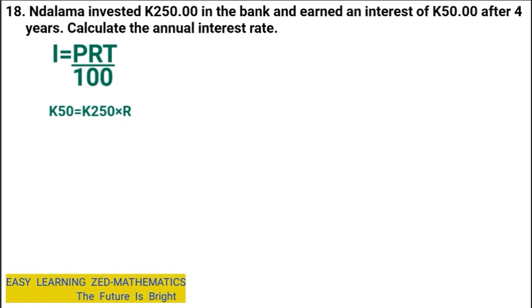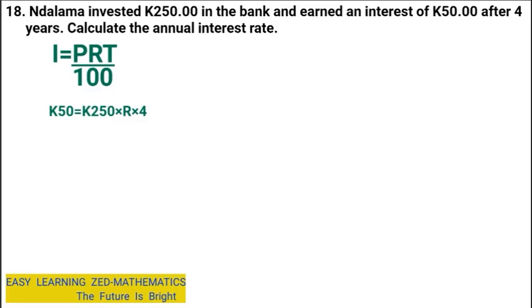Yes. When we read the statement, where the time is given, Ndalama invested 250 kwacha in the bank and earned an interest of 50 kwacha after 4 years. So the money stayed in the bank for 4 years. That is the time given. So the time is given, which is 4 years. So we are going to multiply by 4.